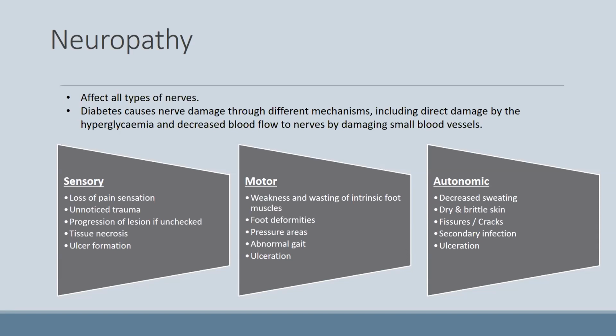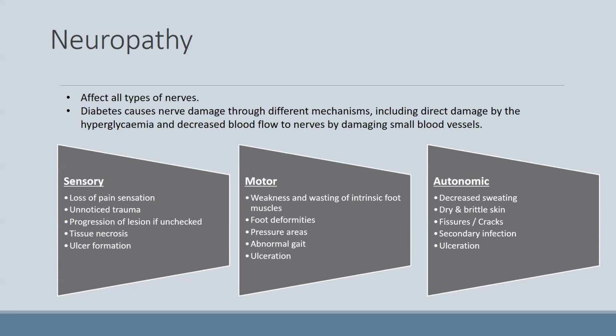And when this happens, the patients will develop different deformities on the feet depending on the muscle groups that are affected. And this will result in development of pressure areas. The patient will have an abnormal gait, again contributing to ulceration. And there is the abnormality in the autonomic nervous system.